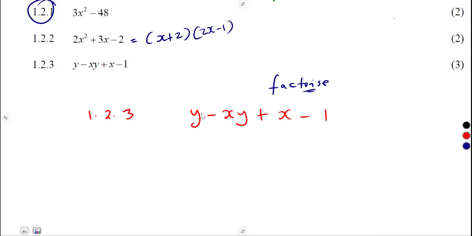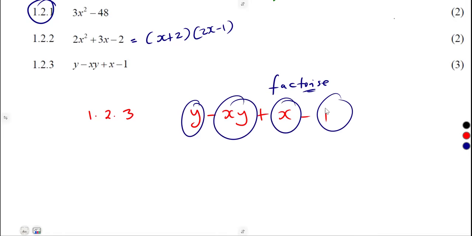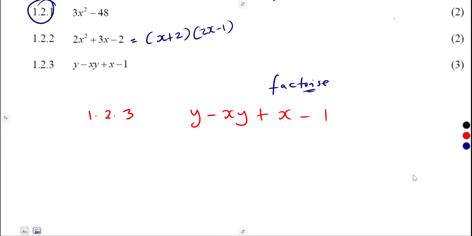This time we are given 4 terms. 1, 2, 3, 4. Whenever we've got 4 terms like this, remember by what? By grouping. Factorization by what? By grouping. Grouping into 2 terms so that we can factor out what is common. So we can actually try according to what we are given on the first 2 terms. Let us try and see if we are to factor out here, there is y minus xy. Then here there is x minus 1, x minus 1.